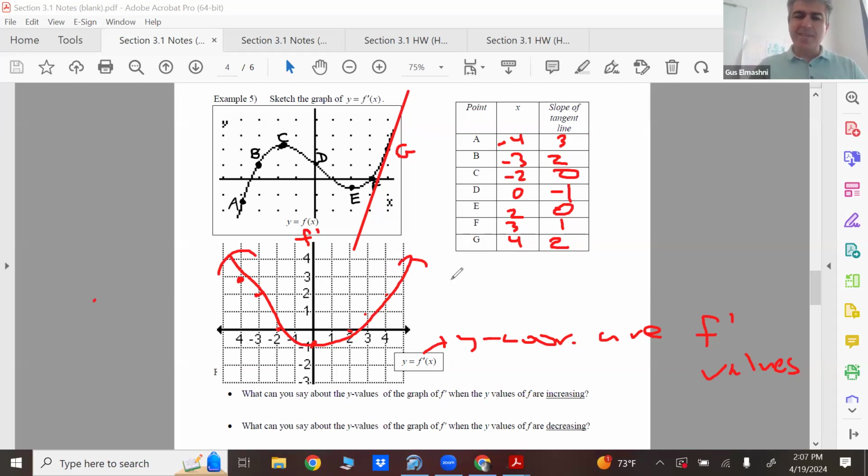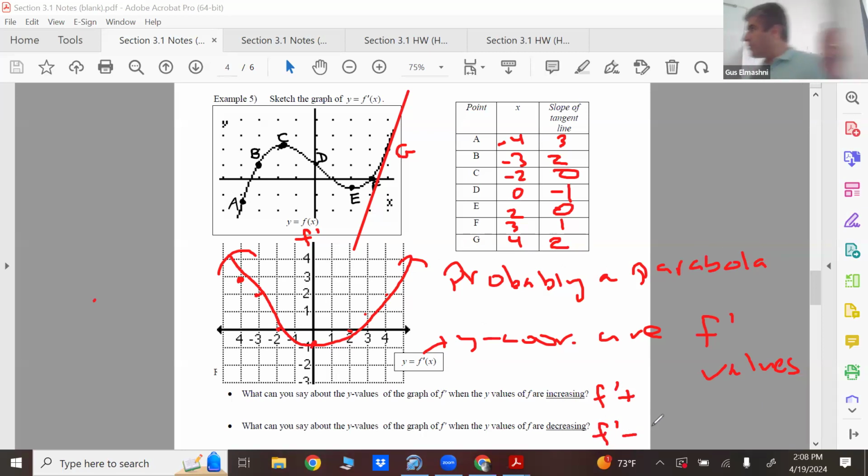Probably a parabola, because the first graph probably is cubic. Again, this is an estimate, right? So I probably may have overestimated B, maybe, or underestimated C, A. So what can you say about the y values of the graph of F prime when the y values are increasing? When the y values are increasing, F prime is positive. When the y values are decreasing, F prime is negative.